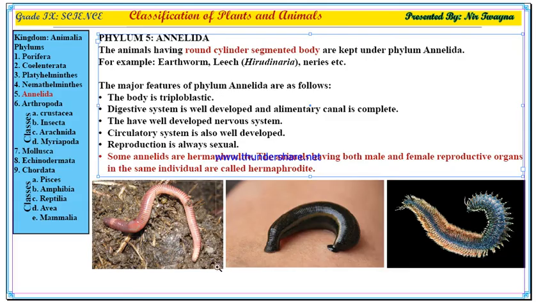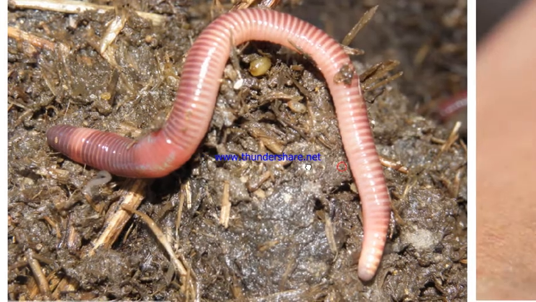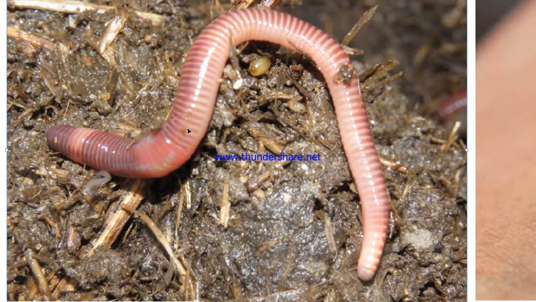Okay, look at this picture. This picture shows an earthworm, and you can clearly see the segments of its body, and these segments are not just external. They are not divided just from outside. They are divided from inside as well. That means their internal organs are also divided into respective segments.